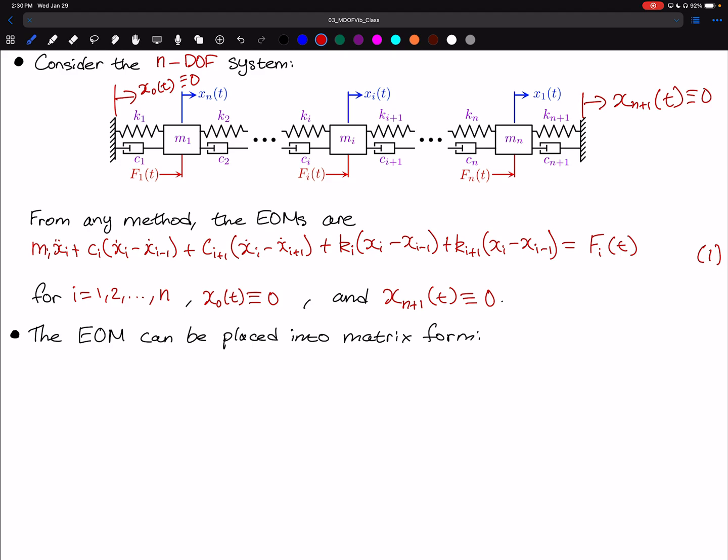Should it be x_i minus x_{i+1} in the last term? Yeah, it should be, yeah. Yep.